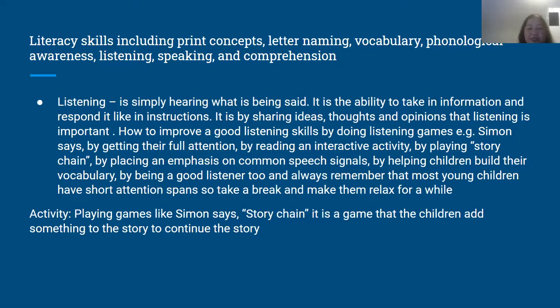My activity: playing games like Simon Says and Story Chain. It is a game where the children each add something to the story to continue the story.